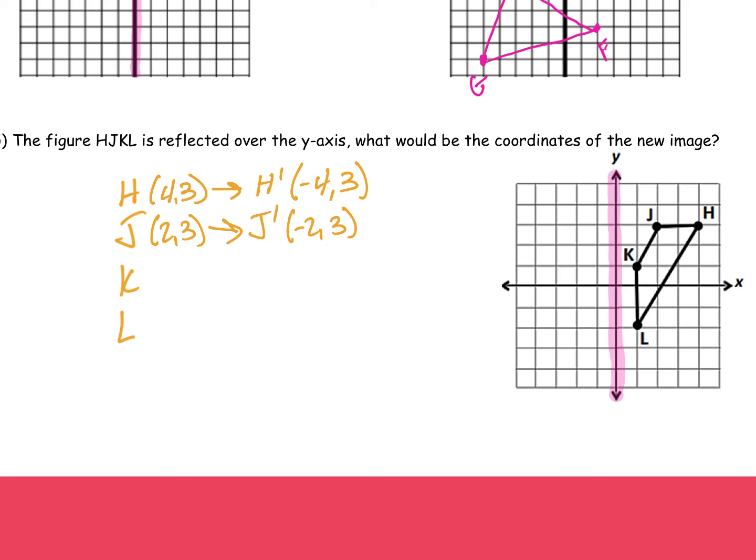Where's K at? 1, 1. Great. After I reflect it, where's K prime at? -1, 1. Beautiful. And where's L at? 1, -2. And after I reflect it, where's L prime at? -1, -2. Very good.